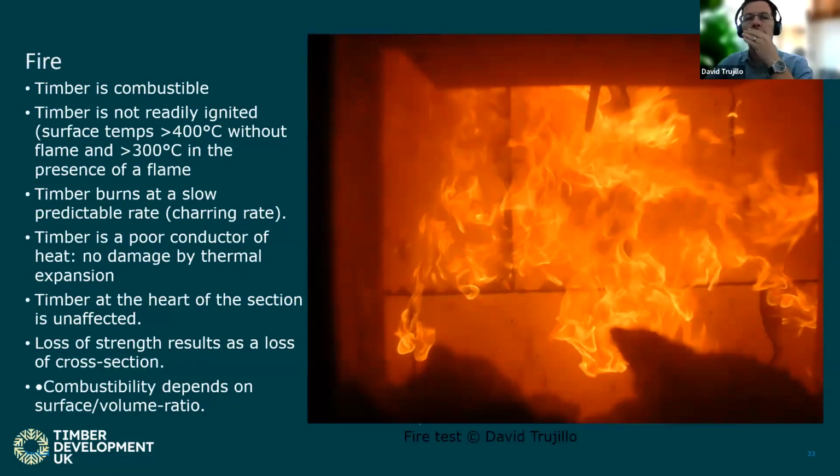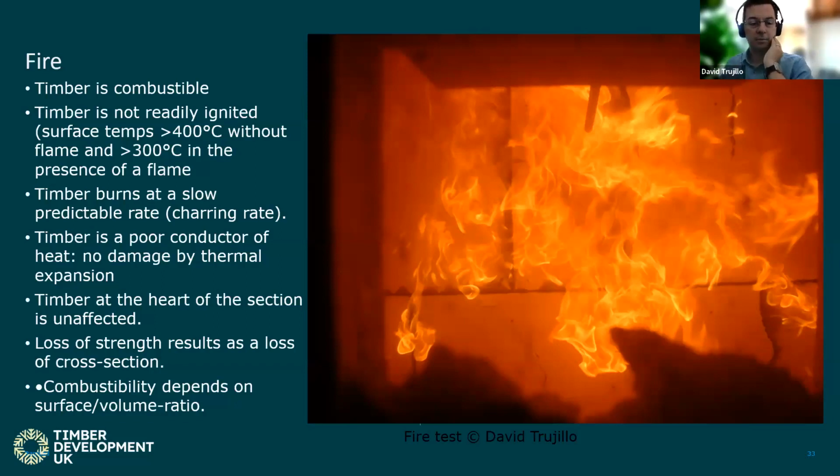As we all know, timber is a combustible material, but there are things to bear in mind about timber when it is not readily ignited. You need really high surface temperatures in the absence of a flame, in excess of 400 degrees centigrade. And in the presence of a flame, still in excess of 300 degrees centigrade. So fire in any building tends to start not in the building fabric, but somewhere else.